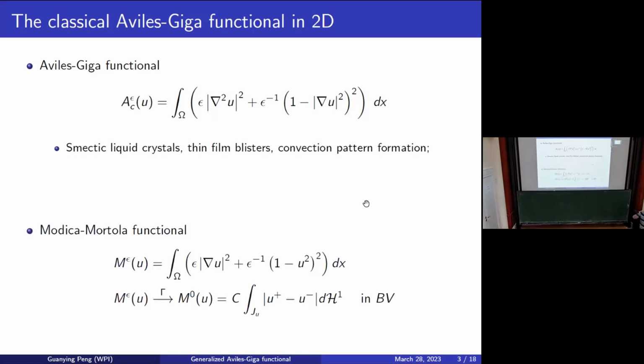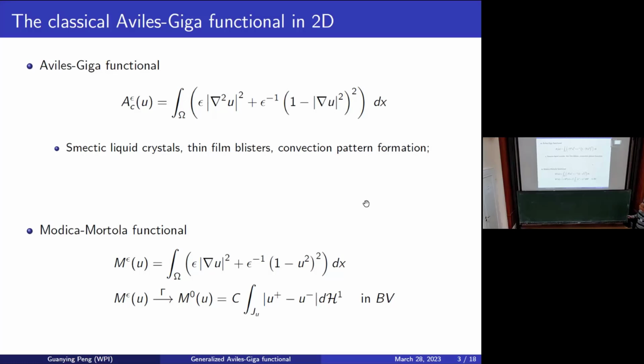So we can do a quick comparison between this energy and the well-known first-order Modica-Mortola functional. This is the first-order Modica-Mortola with a gradient term and a double well potential. Here I'm stating the gamma convergence in 2D. It's well known that it gamma converges to C times this limiting energy that counts the jumps. Here, this is the jump set of the function U, and these are the traces of the function U across the jump set. These are well defined for BV functions. So this gamma convergence occurs over the BV space.